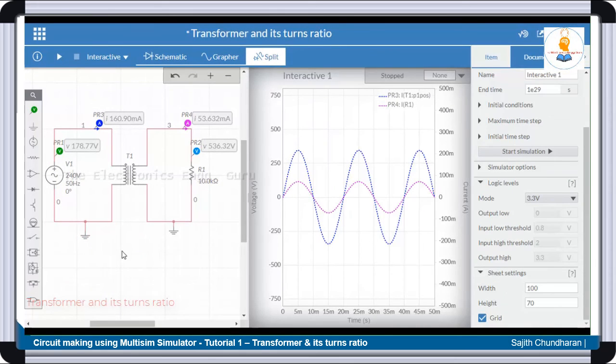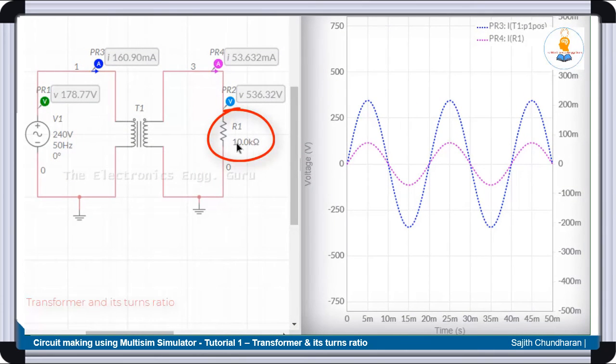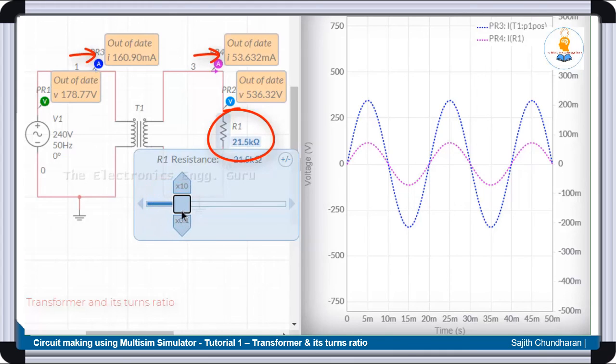Now let us see what will happen when I change the load resistance over here. You can see that presently it is 10 kilo ohm, and this is the current which flows. You can see that it reaches 200 milliamps at the peak. So let us see what would be the effect of the change in resistors. If I increase the resistor value, what would be the effect on the current flowing into the secondary and in turn the primary? For that we have got to double click on this, and you can see the terminal comes into the picture. You can just move this slider to change that to 20 kilo ohm.